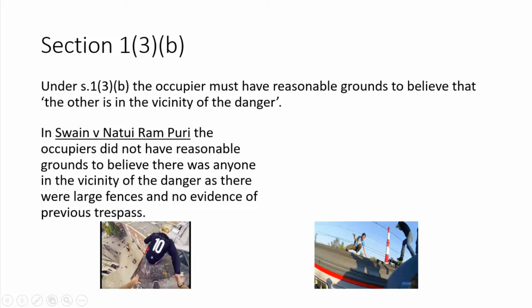So in Swain and Natui Rampuri, the occupiers did not have reasonable grounds to believe there was anyone in the vicinity of the danger, because they had large fences around their factory and there had been no evidence of previous trespass. So they had no reason to think that particularly a child would be climbing on the roof of their factory and falling off.